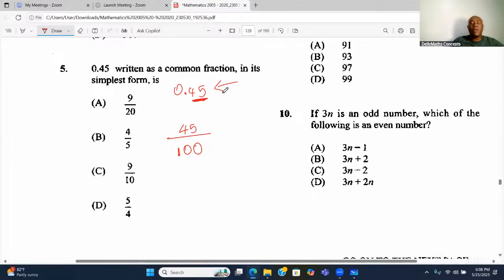And from here, you want to break it down. You want to use numbers that you're comfortable with. For example, like 5. 5 into 45, 9. 5 into 100, 20. So we're looking for 9 over 20. Is that there? Yes. So the answer is A.